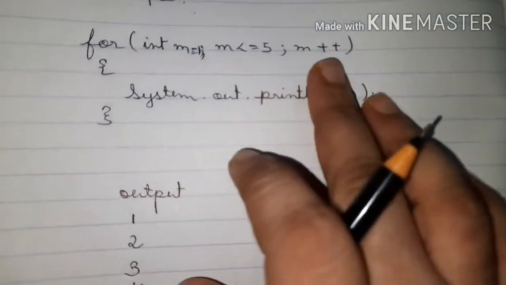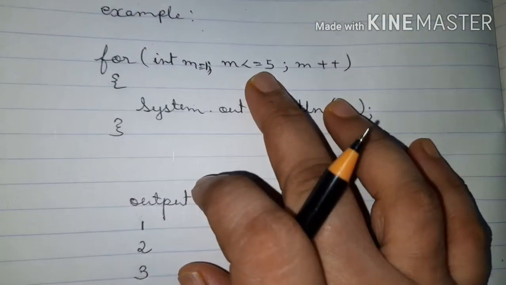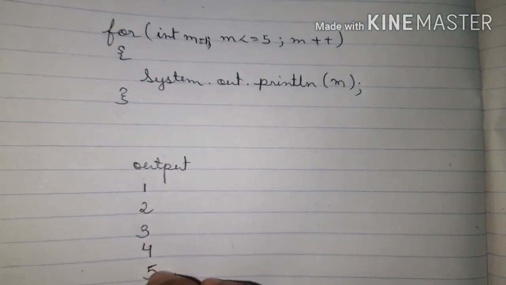In the continuous loop the value increased by 1 and it moves up till the control. So your control is 5. So 5 times the loop moved on and it displayed the value.